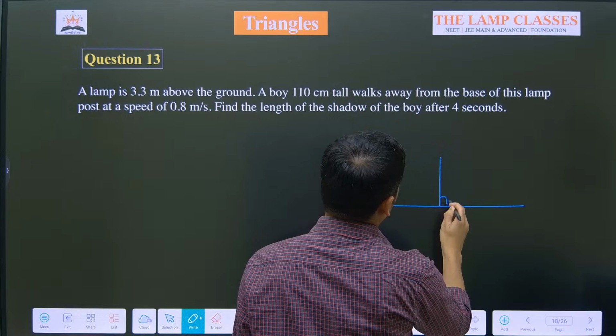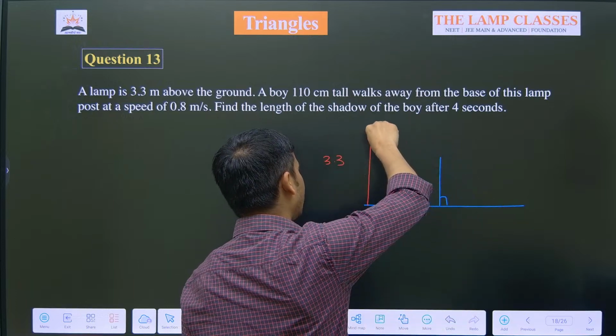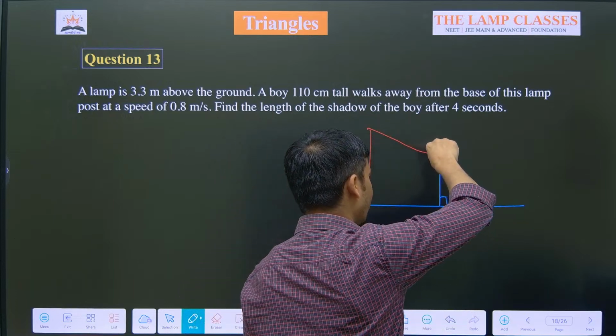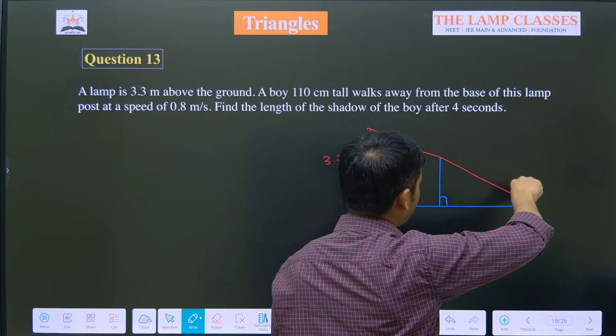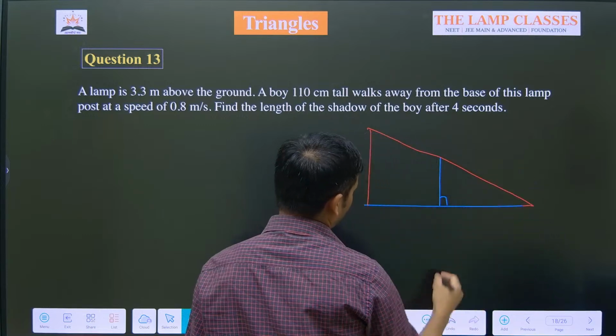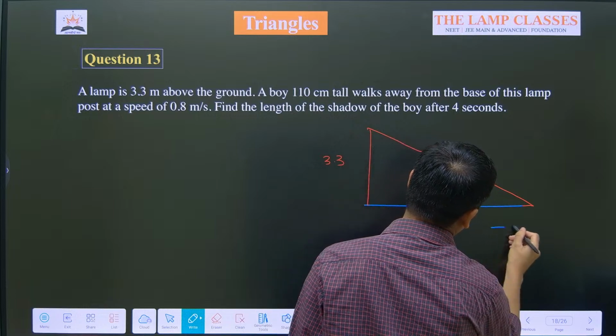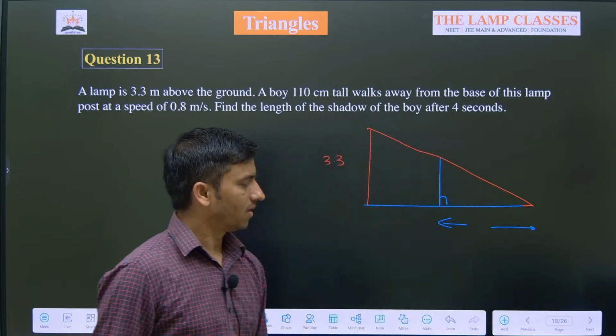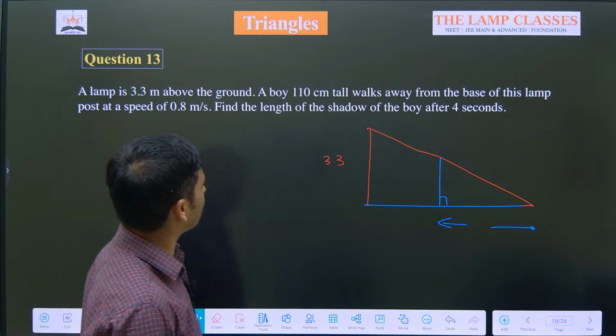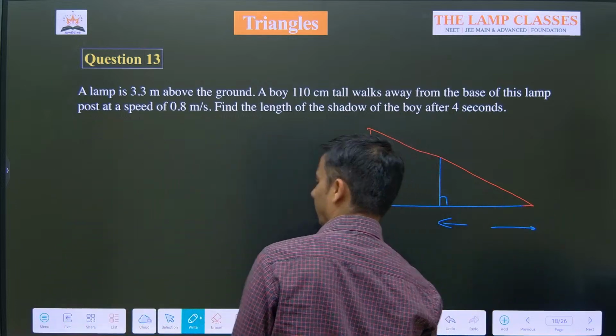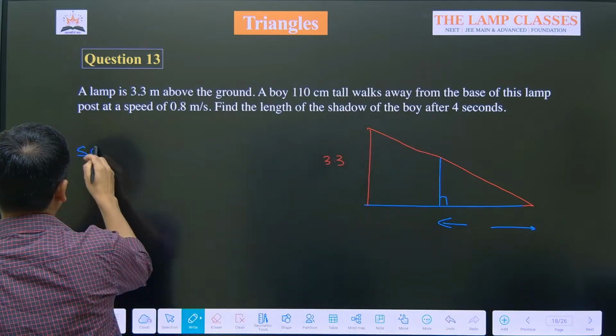So if you have to calculate the shadow, rays will come from here, and it will be passing through his head, and then it will be reaching the ground like that. So can I say this has to be the shadow? They are asking what is the length of the shadow. That means they are asking this length. So in the solution, please explain that.